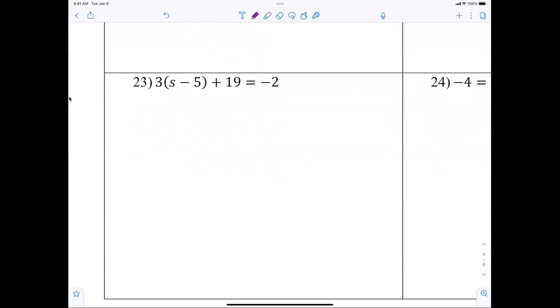Mackenzie, tell me what to do here. 3S minus 15. You're perfect. -15. That's positive 4. So it's 35 plus 4. You're doing great. So now what? 5 equals -6. Beautiful. And now what?